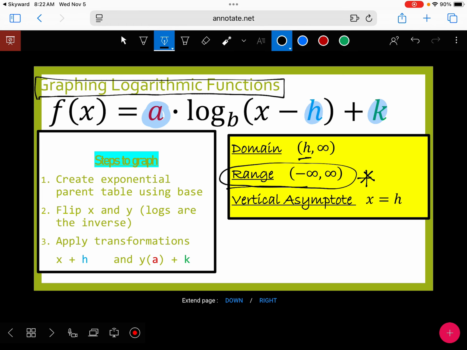Exponentials have a horizontal asymptote, but because this is the inverse, we have a vertical asymptote. And the vertical asymptote will occur at h. All right, so let's just go ahead and practice graphing just a general log function.